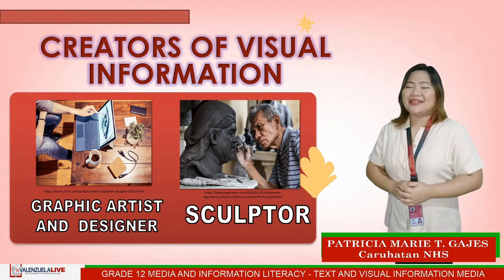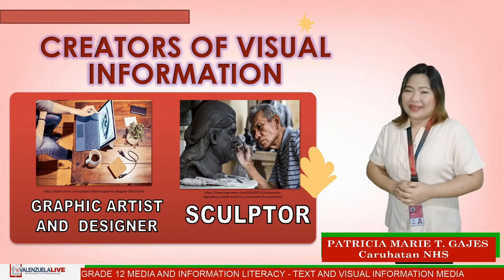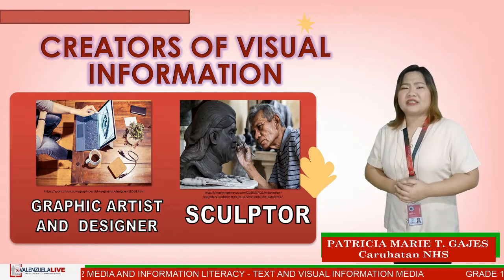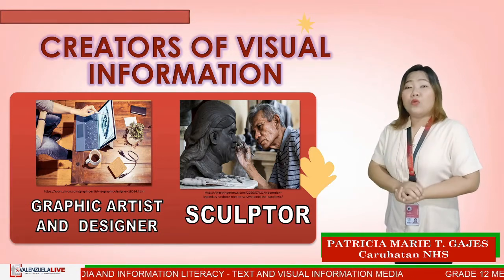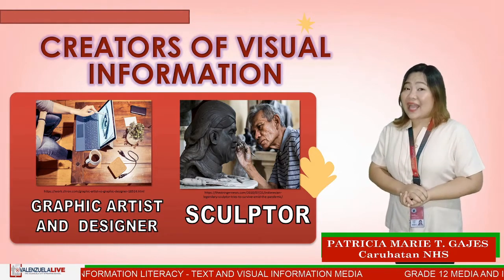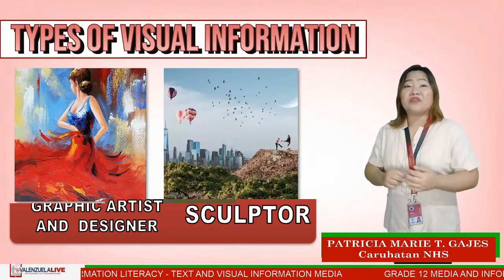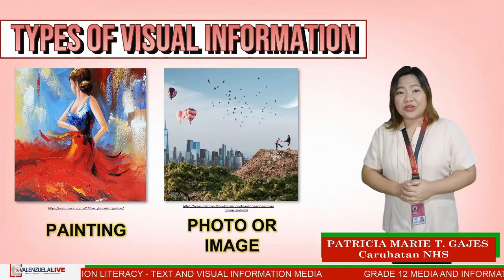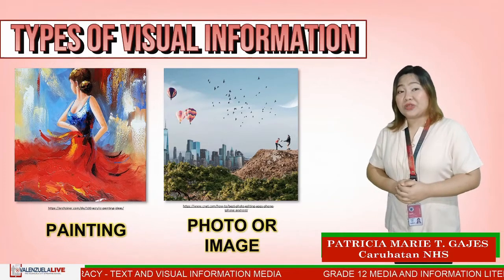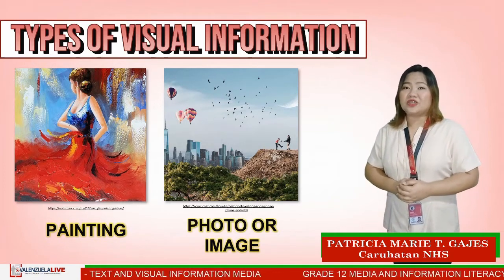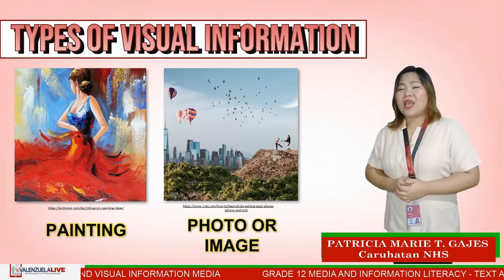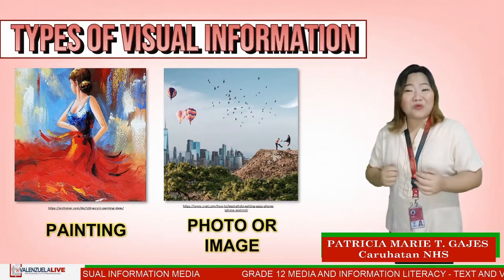And last, the sculptor. They create a piece of art using a variety of media such as clay, marble, wood, or even ice. Now, let's tackle the different types of visual information. First, a painting is an art form that creates pictures using a flat medium such as canvas or board and paint. Second, a photo is worth 1,000 words.